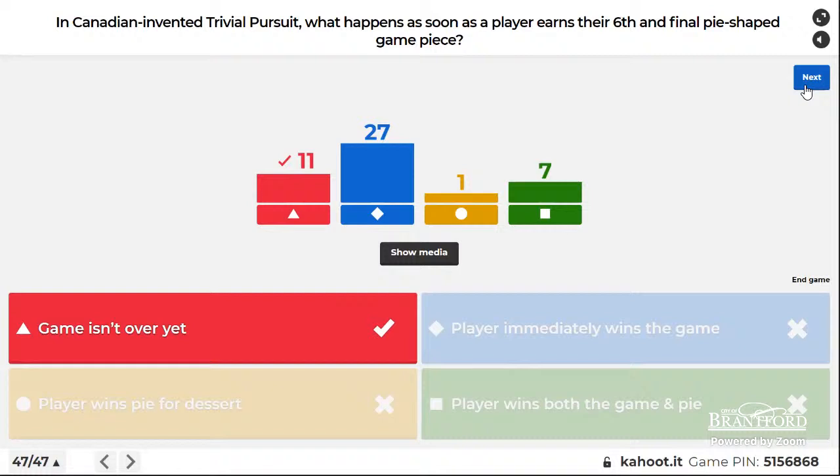But of course, that is not how you win Kahoot Canadian Trivia. That's how we win Trivial Pursuit. To win this game, you have to win the most points. So let's check out the podium to see who our top three will be, and we'll be taking home some of the fabulous prizes we have for you tonight.